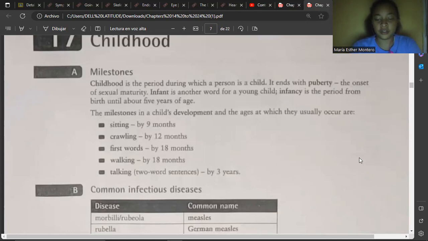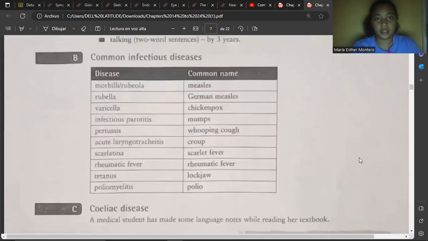B. Common infectious diseases. Disease, common name. Morbilli, measles. Rubella, German measles. Varicella, chickenpox. Infectious parotitis, mumps.